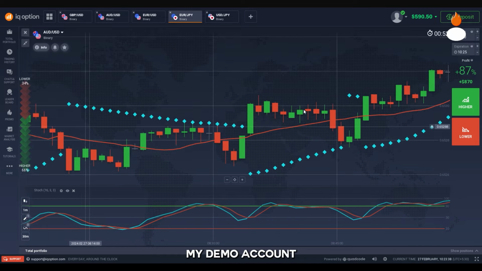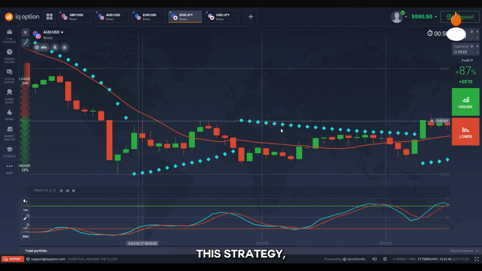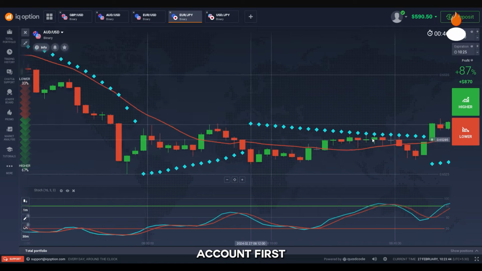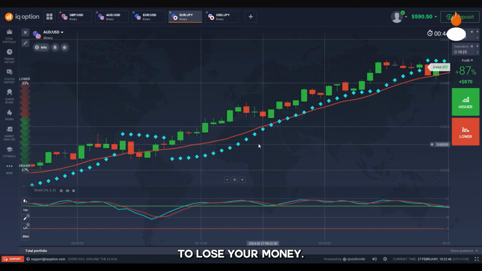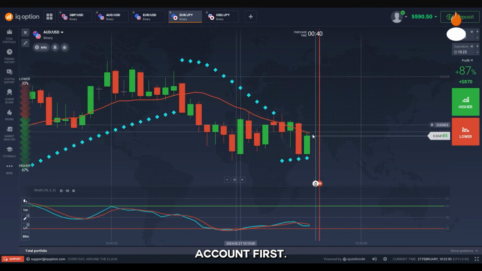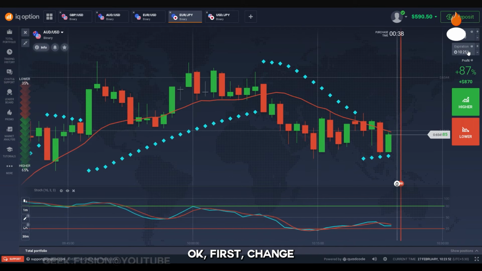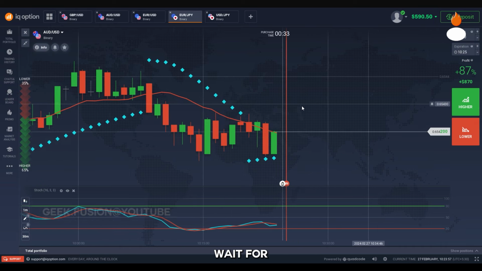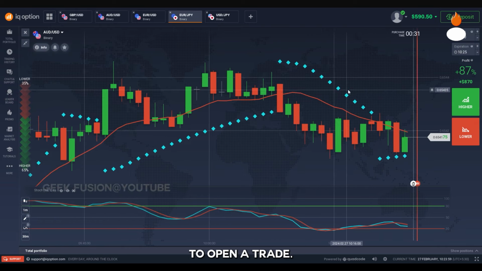Now I am switching to my demo account to show you this strategy, and I also want you to practice this strategy in your demo account first. Because I don't want you to lose your money, I want to help you earn some money. So practice this in your demo account first, okay? First, change the candle time period to 1 minute. Now, let's wait for the best moment to open a trade.